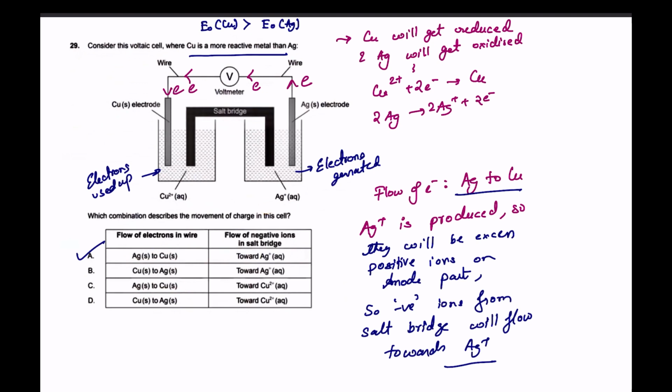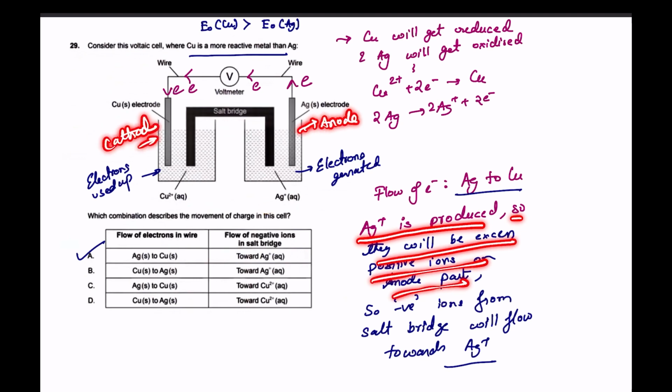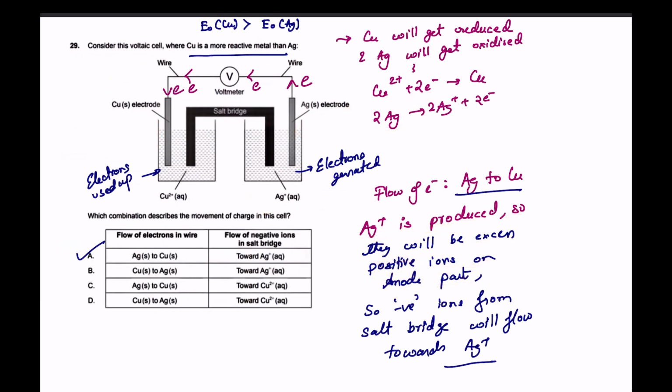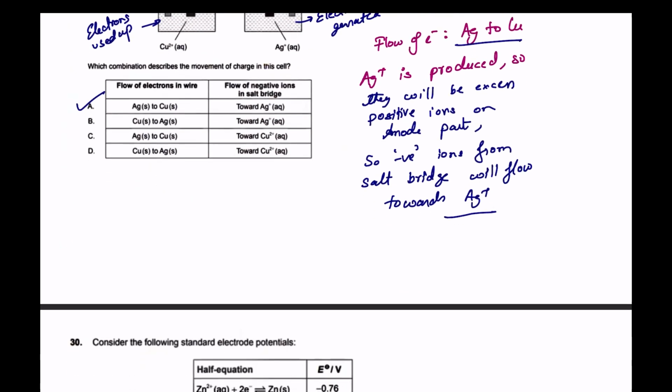Now flow of negative ions in the salt bridge. Let's start with the second case. As time goes on, Ag plus ions start building up inside the solution. Now to neutralize this charge, negative ions from the salt bridge, I'm just using a random Cl minus sign, will come to the Ag side to make the overall charge 0. As Ag plus ions are produced, there will be excess positive ions on the anode part. This is the anode, obviously, and this is the cathode. In the anode you will have oxidation, this is the oxidation reaction, and in the cathode you will have reduction. So the negative ions from the salt bridge will move towards Ag. So flow of negative ions in the salt bridge would be towards Ag. Option A is the correct answer to this question.